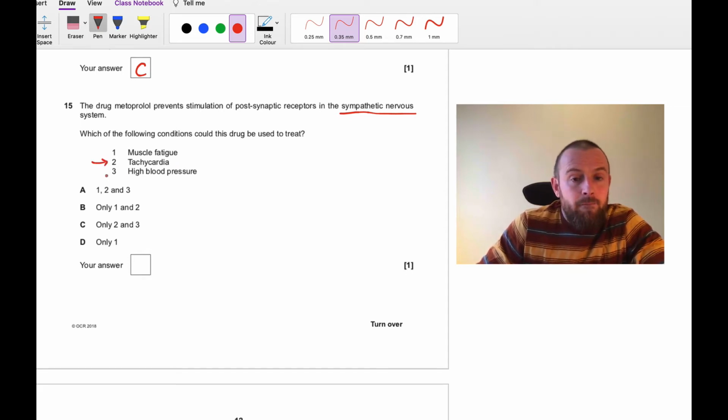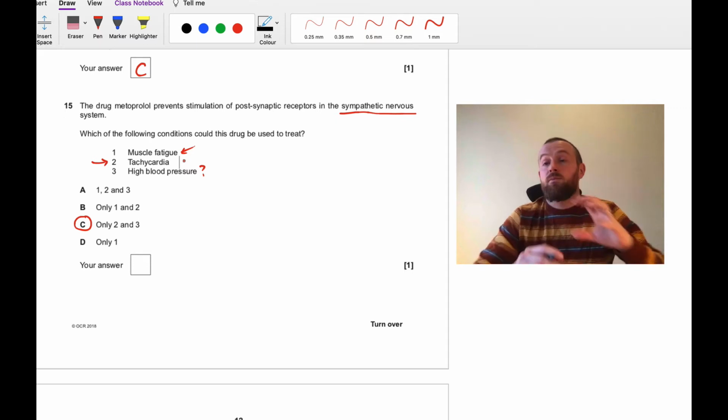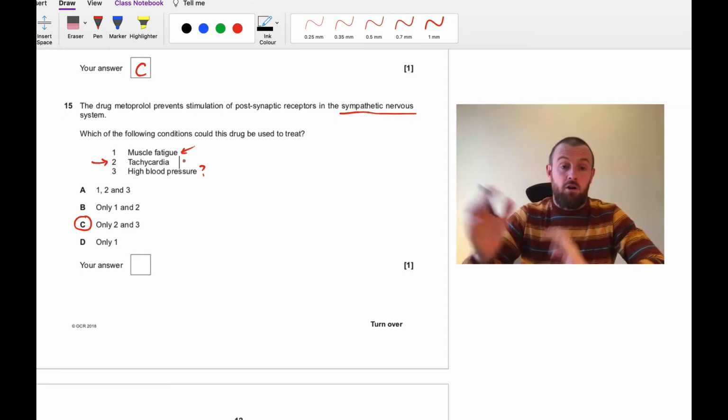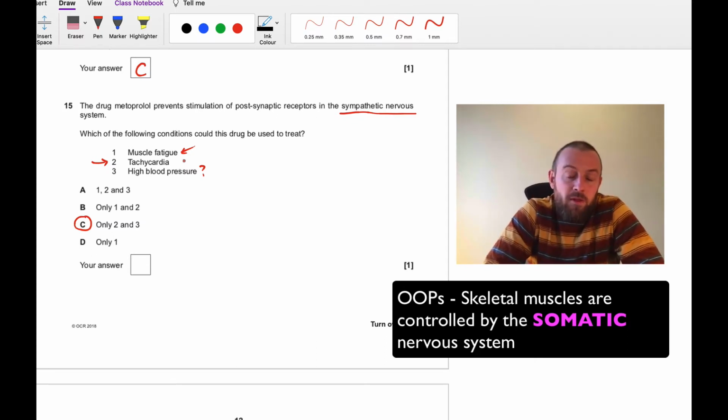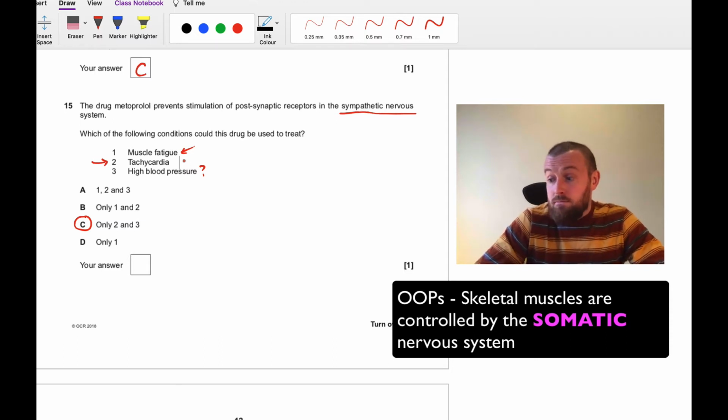heart rate. Could it also be used to treat high blood pressure? Well, I'm not sure. Maybe, but I don't really know. But there's no option which is just 2. So I think 2 and 3 would be the correct answer. Muscle fatigue. Skeletal muscles to move your body aren't controlled by the sympathetic nervous system. They're not controlled by the autonomic nervous system. They're controlled by the motor nervous system. Conscious, what is it called? Can't remember.